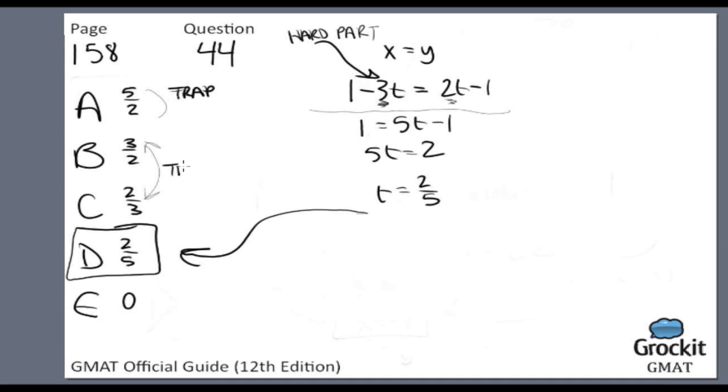These are other types of traps for those who are looking to do a shortcut without doing the math. Choice E, if it were 3t equals 2t or something like that, then 0 would be fine, but since we're subtracting it from 1 on the one side and subtracting 1 from it on the other side, 0 doesn't work either. So choice D, the correct answer for number 44.